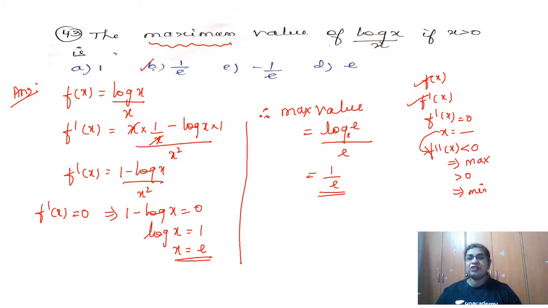So B option gives me the maximum value of log x by x. Yes? Okay. I hope you have understood this. Yes? Okay. We'll move on to the next question.